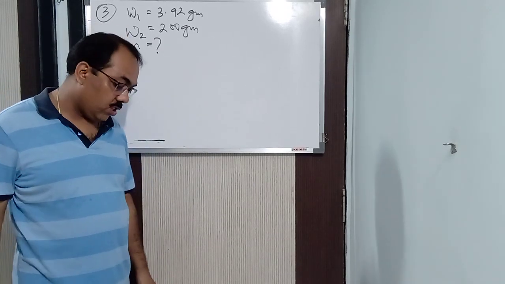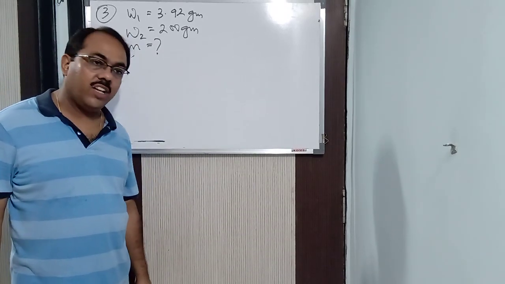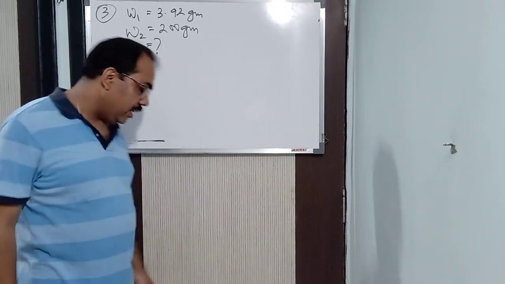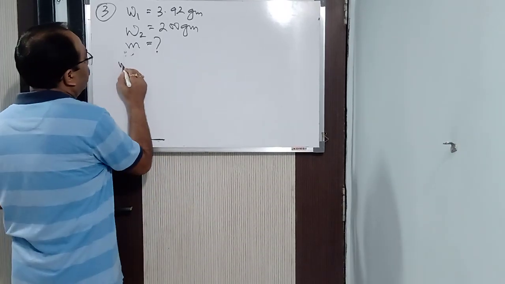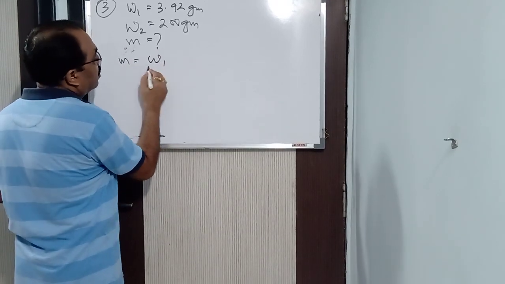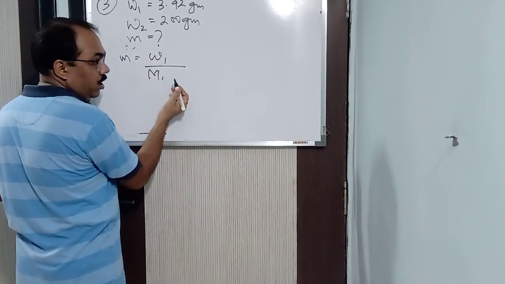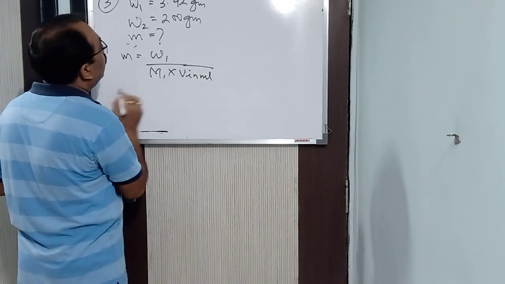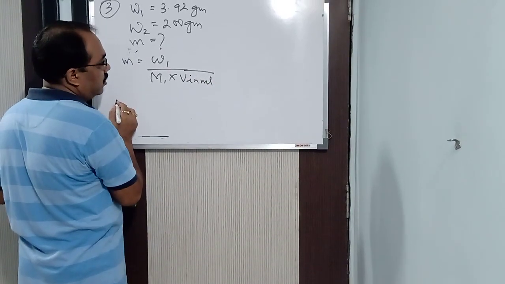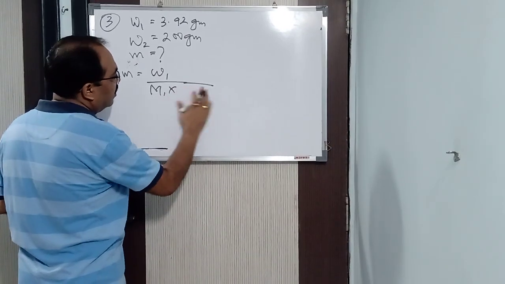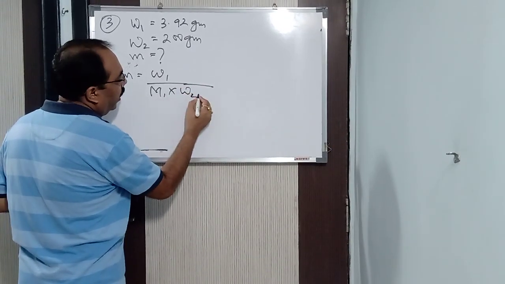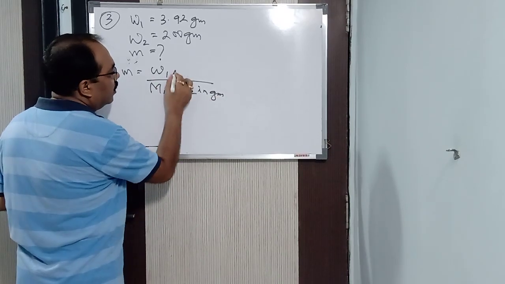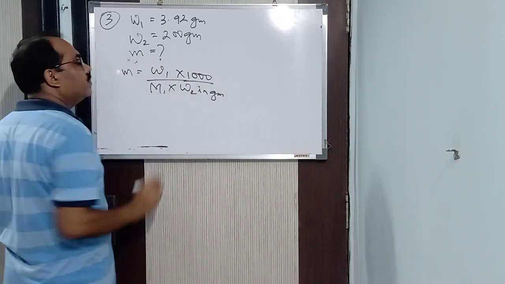Molality. Very simple question. Again I repeat the question. 3.92 gram of sulfuric acid is dissolved in 200 gram of water. Calculate the molality of the solution. What is the formula of molality? It is weight of the solute by molecular weight of the solute into weight of the solvent in kg. If it is given in gram, then I have to multiply by 1000.